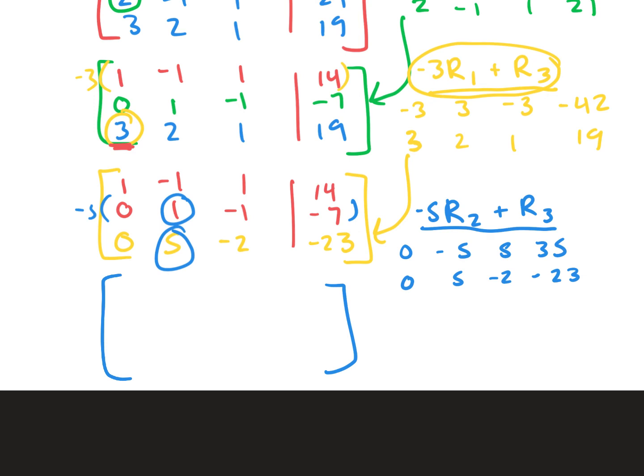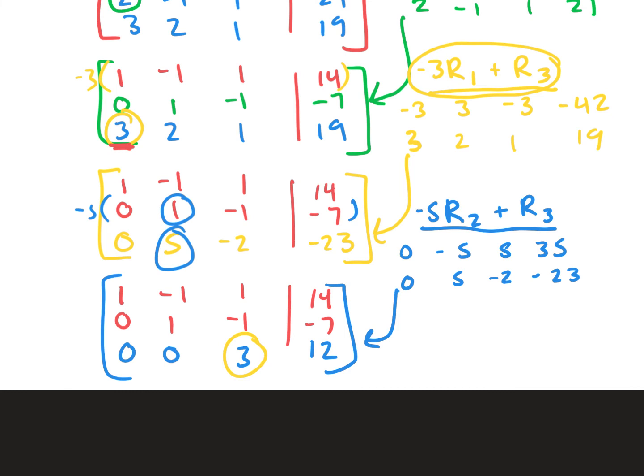So my first two rows are staying the same. I have 1, -1, 1, 14. And 0, 1, -1, -7. My new third row is going to be this. So 0 plus 0 is 0. 5 plus -5 is 0. And then 3, and then 12.